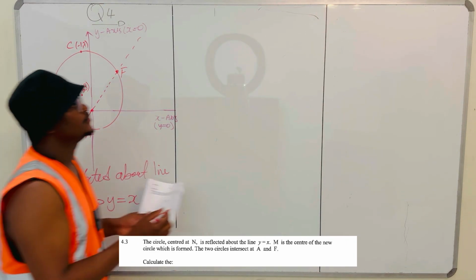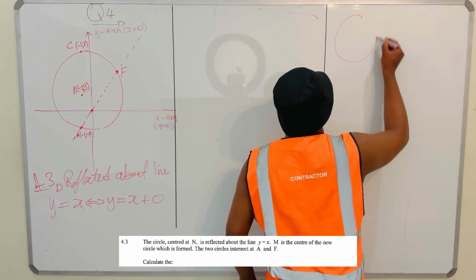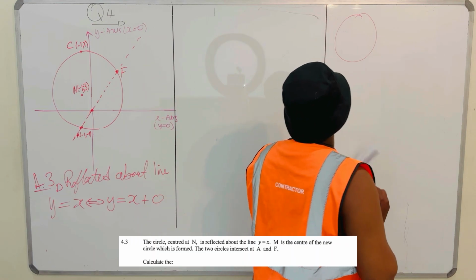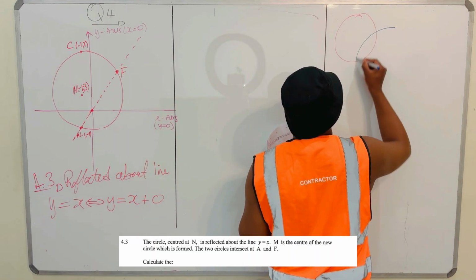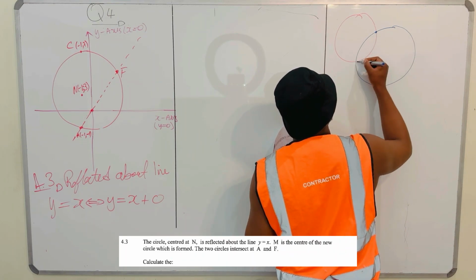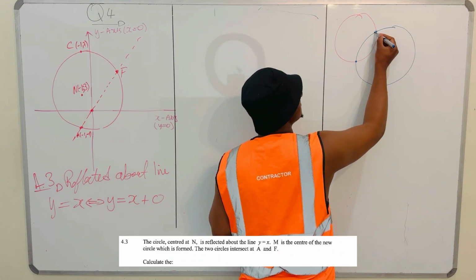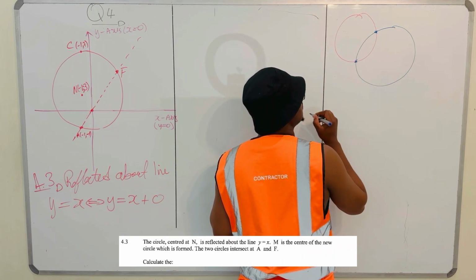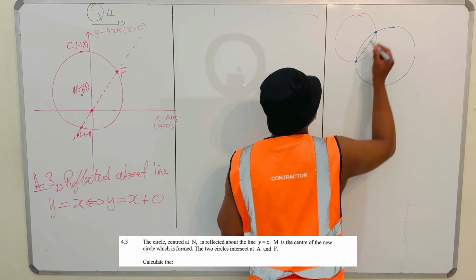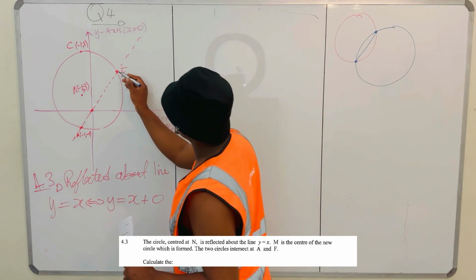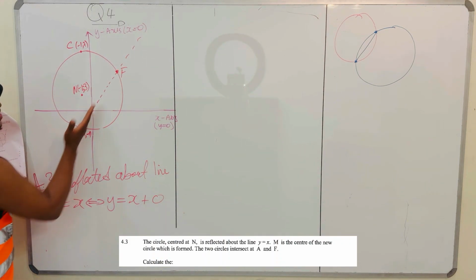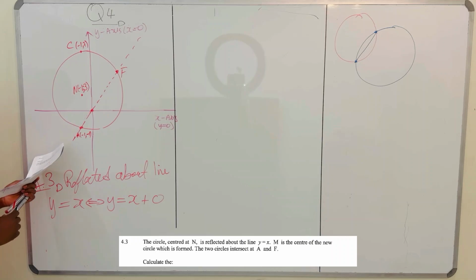So let me do this. Let's say you have a circle here and another circle and another circle here. So these circles intersect here and here. These are the points of intersection, this point and that point over there. This is the line segment joining the points of intersection. So you have a similar situation here. If you reflect about this line, y is equal to x, here is what happens.